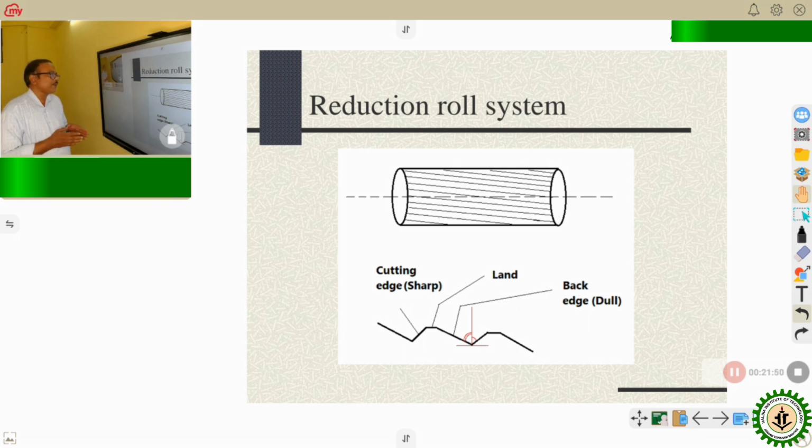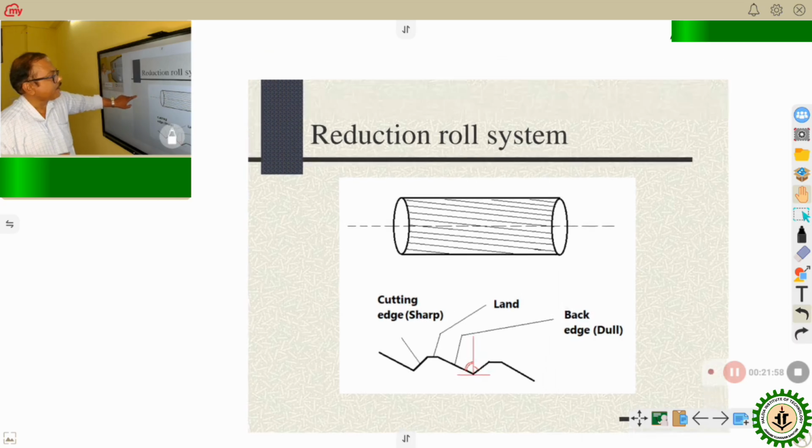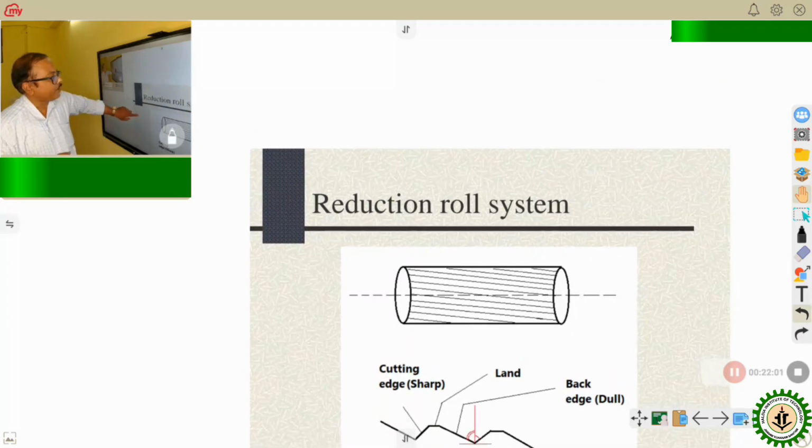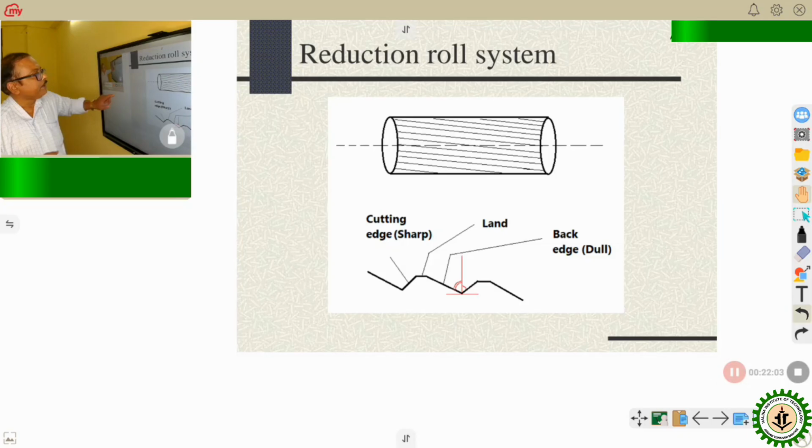Reduction roll operations can be distinguished from the break roll operation. Break roll and reduction roll. The reduction system and break roll system are different. The break roll is fast. It is however a break roll system because corrugation is there. The reduction roll and break roll. Reduction roll having corrugation. This is the first such grinding section, breaking section.